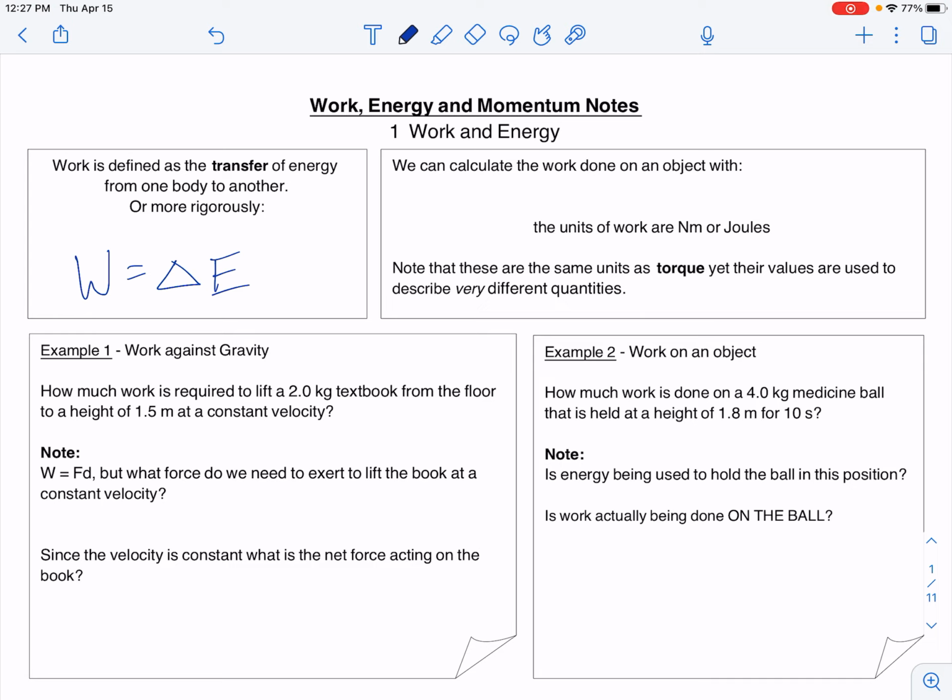More specifically, we can expand that out to work equaling force times distance. Remembering that our unit for force is newtons and our unit for distance is meters, the unit for work is newton meters, which is also the same as joules. Now, we'll get into torque very shortly, and we'll see that these are the same units. The only difference is we're going to be talking about different quantities.